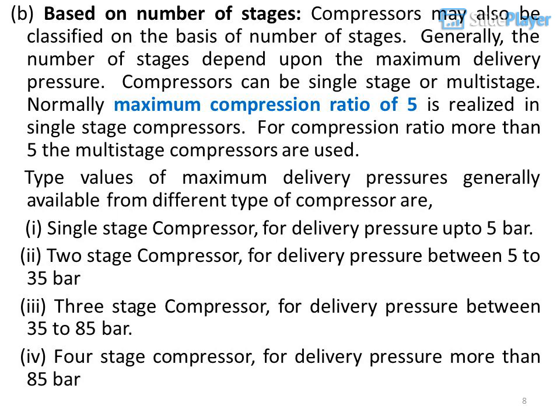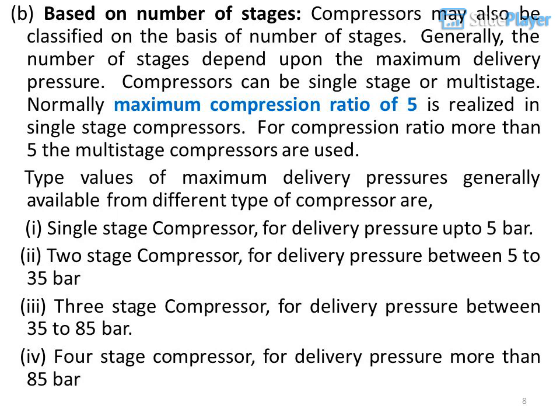B. Based on number of stages, compressors may also be classified on the basis of the number of stages. Generally, the number of stages depends upon the maximum delivery pressure. Compressors can be single-stage or multi-stage. Normally a maximum compression ratio of 5 is realized in single-stage compressors. For compression ratios more than 5, multi-stage compressors are used.